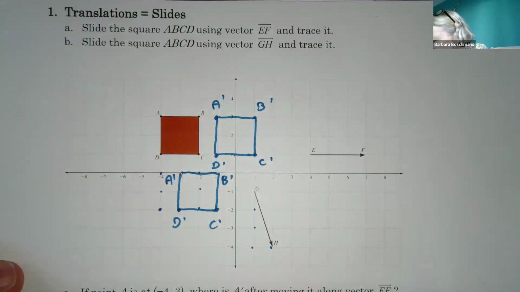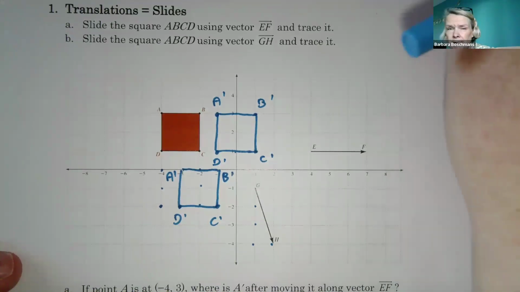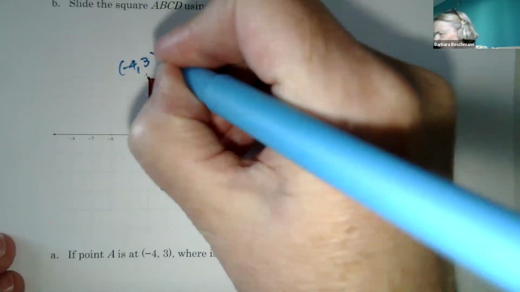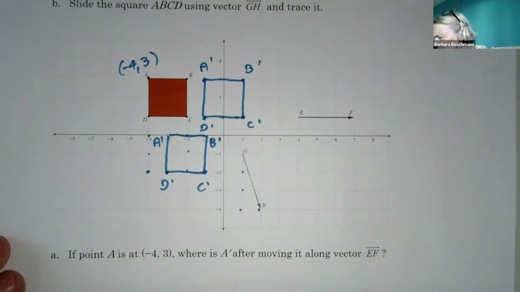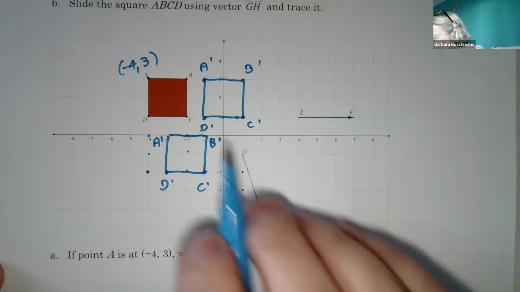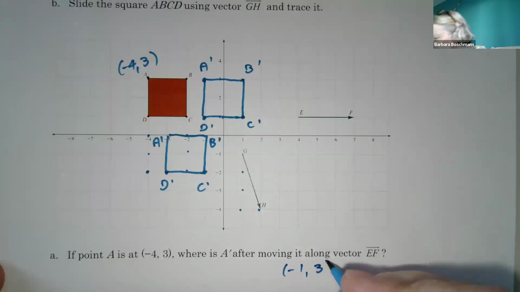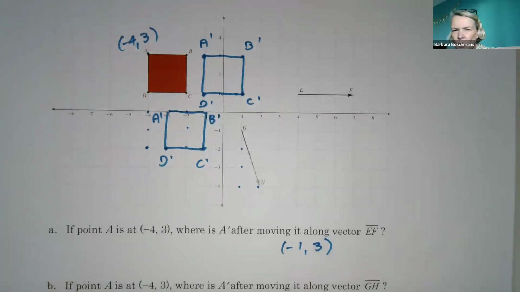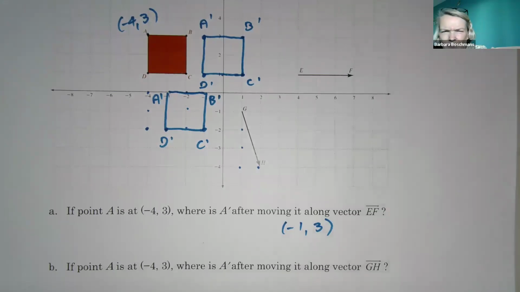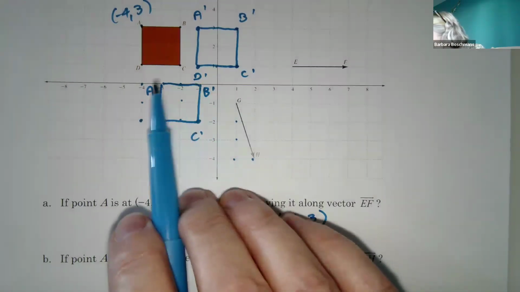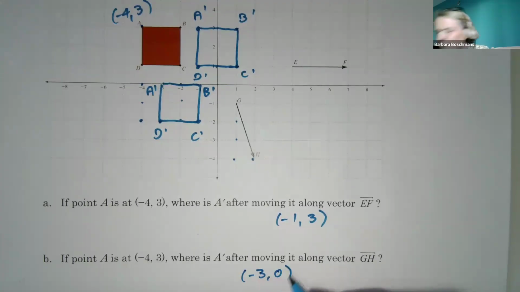If point A is at -4, 3, and that's on the coordinate system. So right here, I have point A, which is at -4, 3. I want to figure out where A prime is after moving it along vector EF. Well, it goes to the right 3. It looks like it is at -1 and 3. And then the same question, your A is at -4 and 3. If you move it along vector GH, where did it end up? And it ended up 1, 2, 3, -3 and 0.